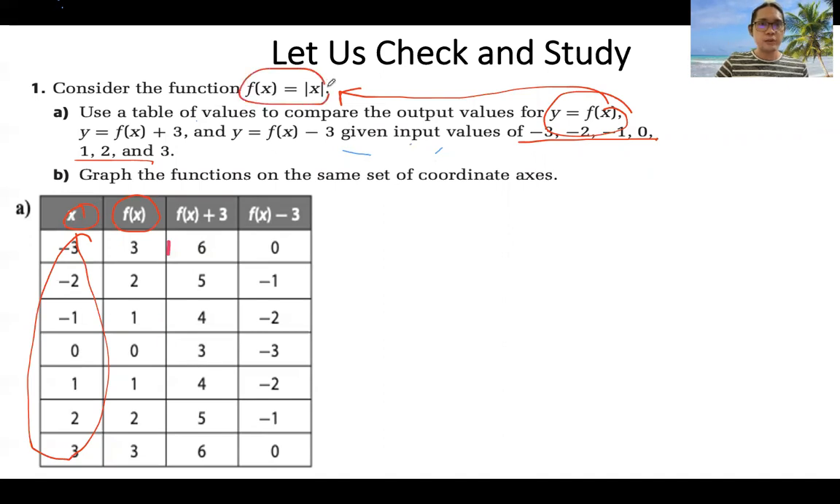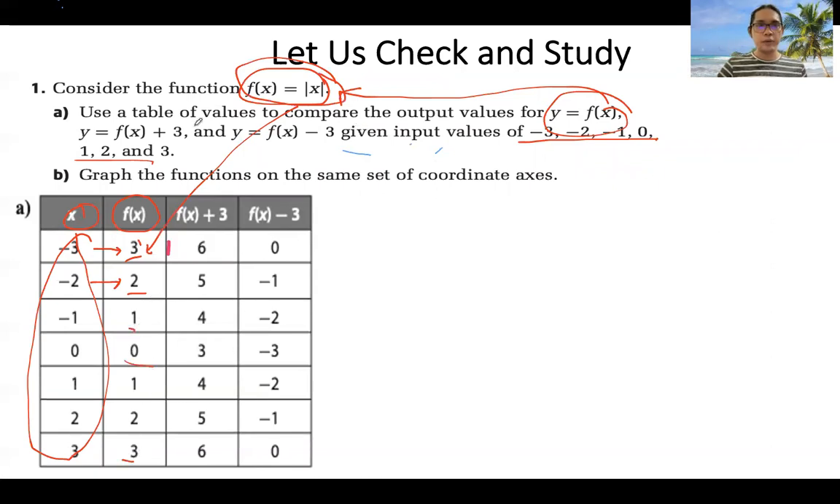So f of x is equal to the absolute value of x. We use this one to fill in this table. So we have to fill out the table. You have it from -3. Since x is -3, it becomes +3. -2 becomes +2, again, based on this given function. So we have it 1, 0, until we have it 3.